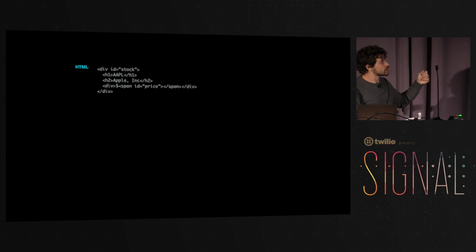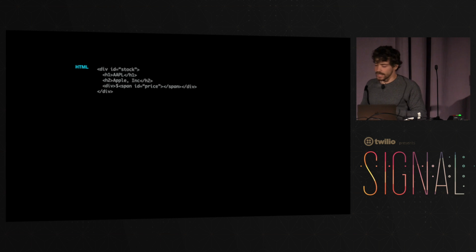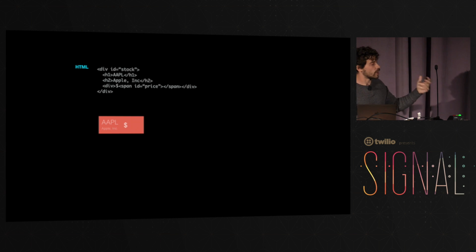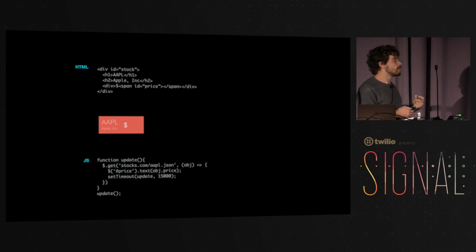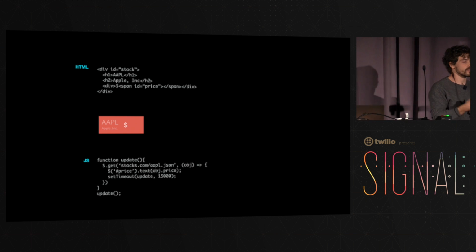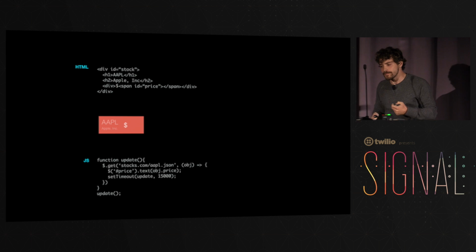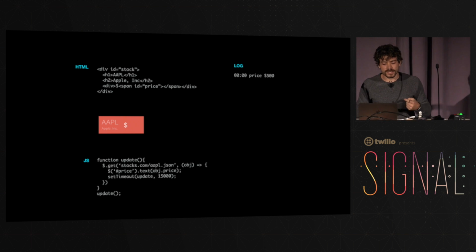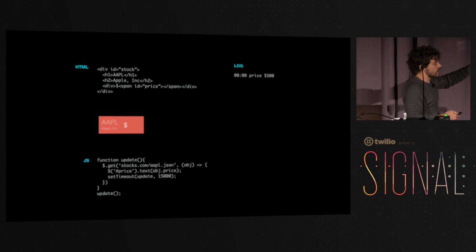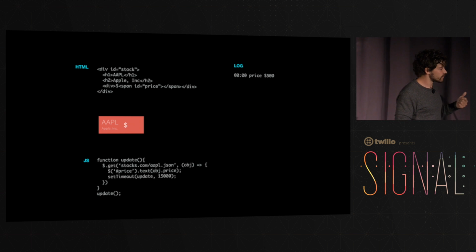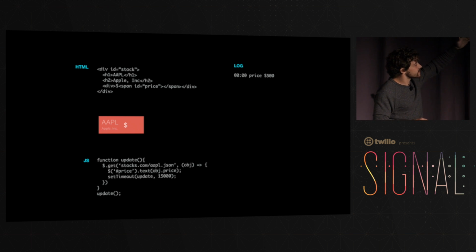The most naive implementation that we can think of is starting with some basic markup that would represent a widget, and then we create a JavaScript function that is in charge of getting the data from some RESTful API. It'll do this by basically setting a timer to get the data every 15 seconds. On the right-hand side, I'm going to present a log of what would happen over time, considering every second after the user has loaded this page.